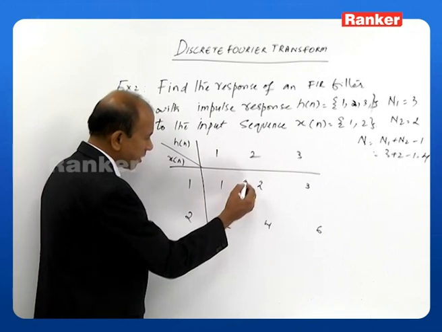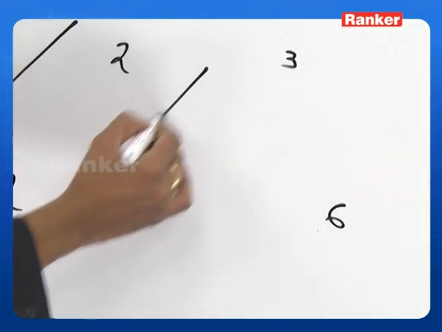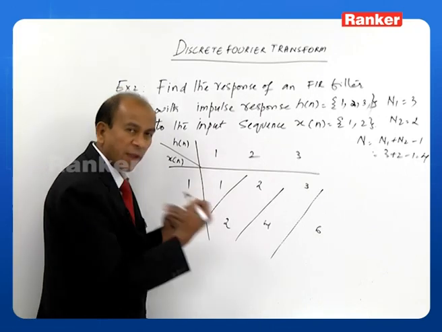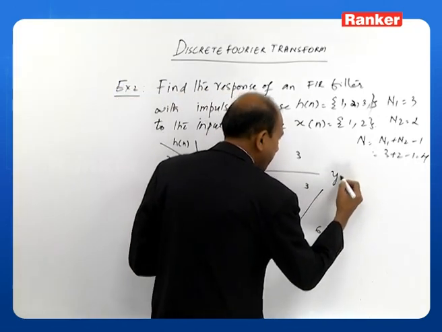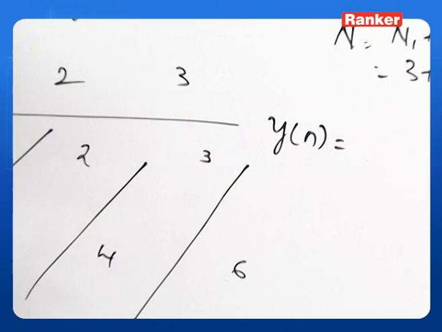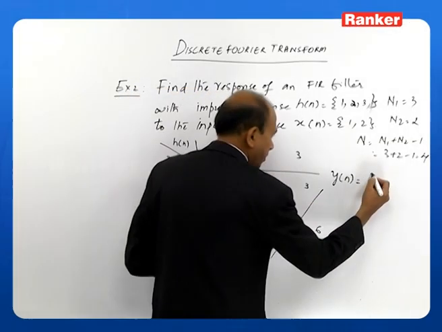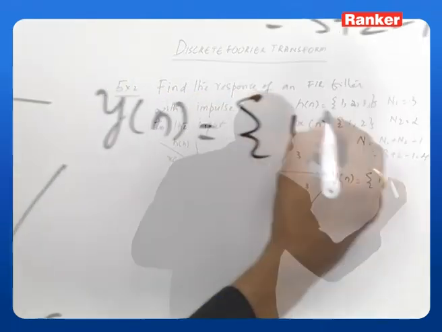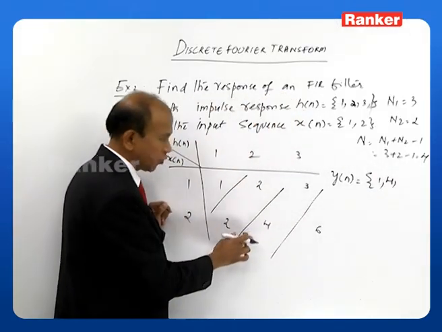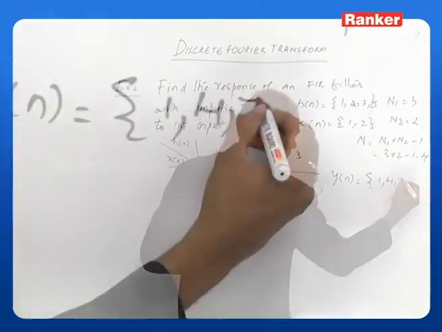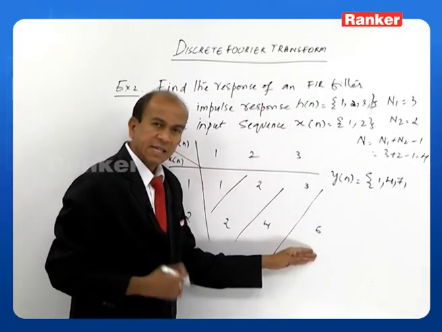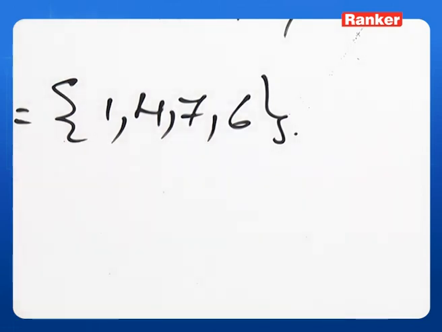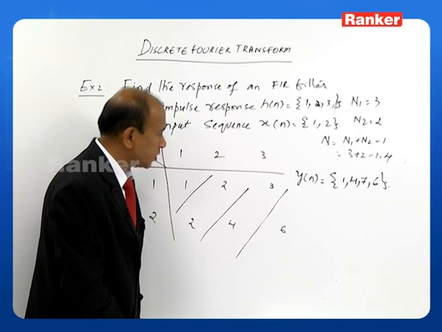So let us write down. This will add, this will add. So what will be the y of n? The first element of the sequence is 1, the second is 2 plus 2, that is 4, the third is 4 plus 3, that is 7, and the last is 6. So we write it like this. This is the sequence which we will get.